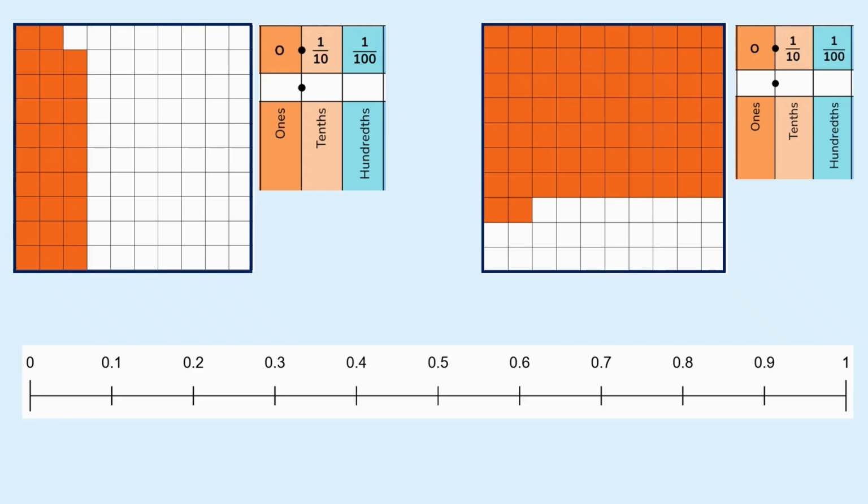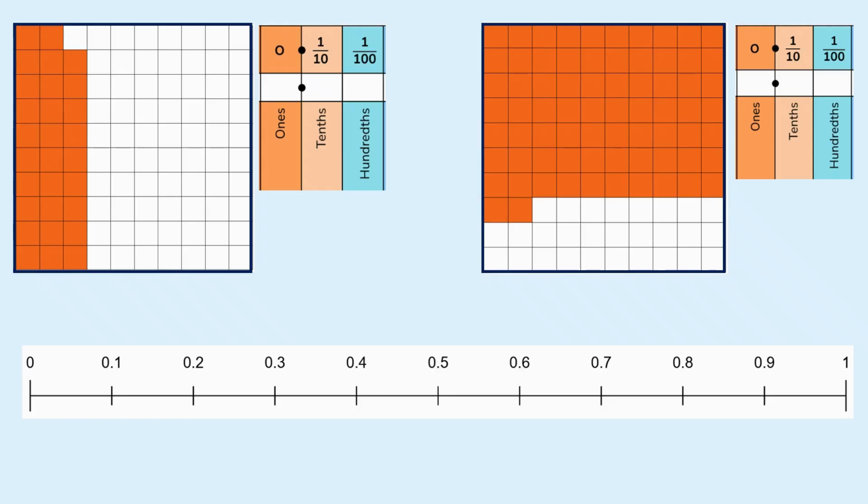So what I'd recommend for this slide is to just pause the video for a couple of minutes, have a go at writing down what decimal, fraction and percentage these two grids represent, and also have a go at working out roughly where they would be represented on the number line. And then when you're ready, play the video and you can go through the answers.